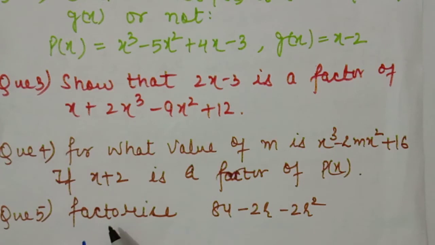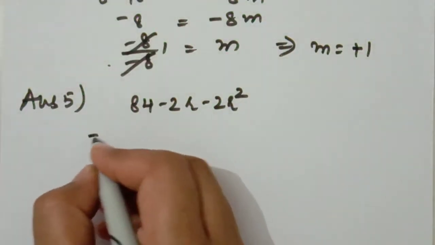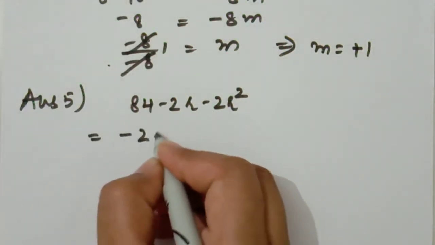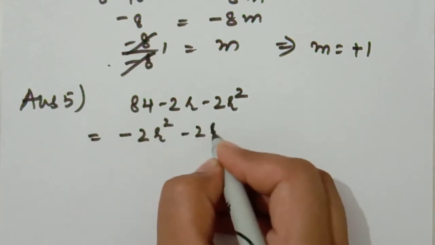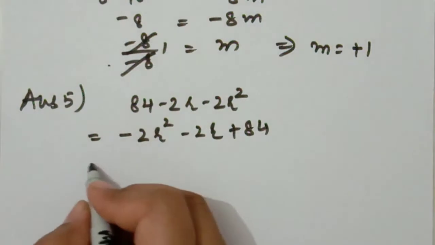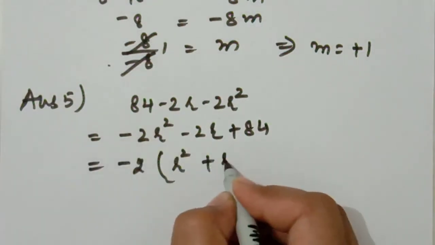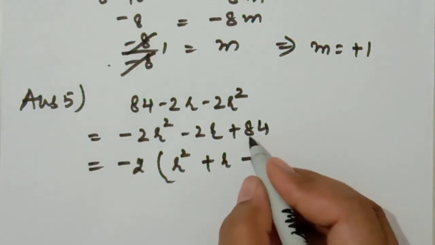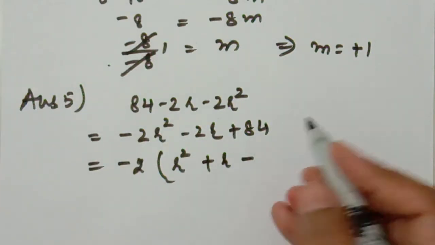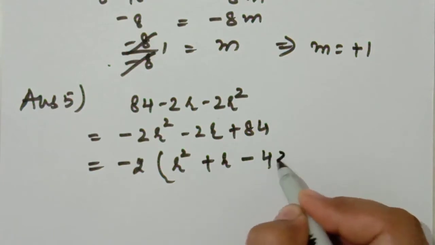Question number 5 is to factorize this given expression. We have to factorize this number. So first of all we will arrange the terms according to us. We will take the square term in front. Then we will take minus 2 as common, then it is r square plus r minus, when we divide this number by minus 2, then we get our answer, which is 42.